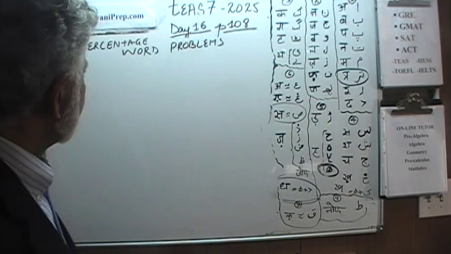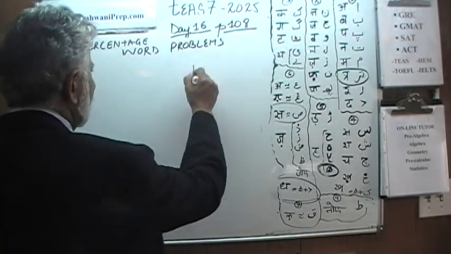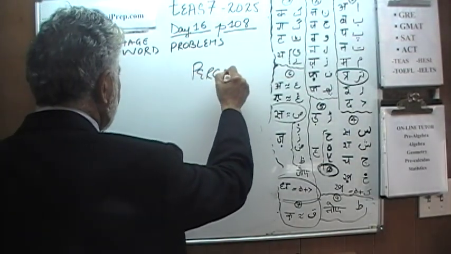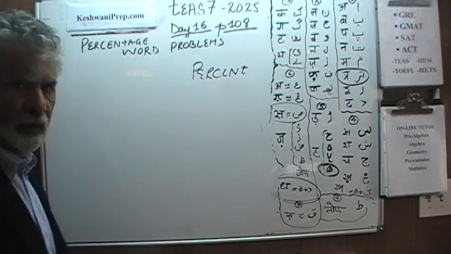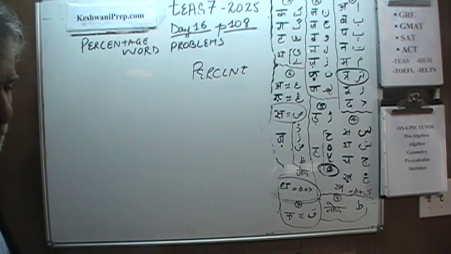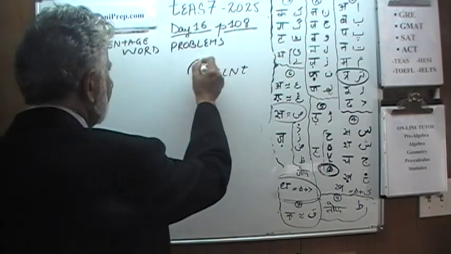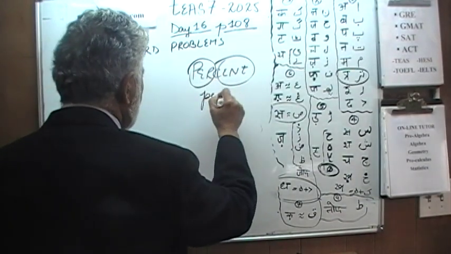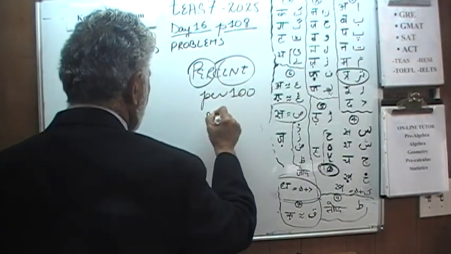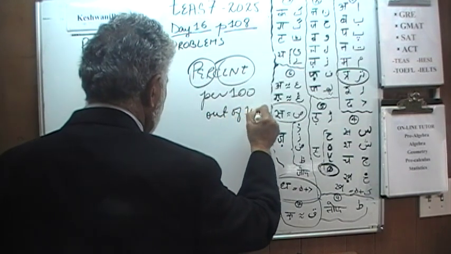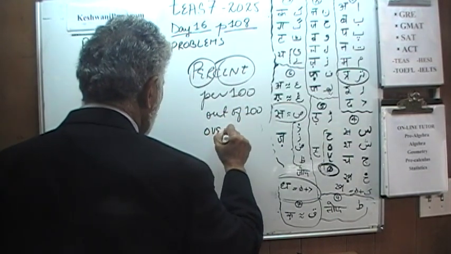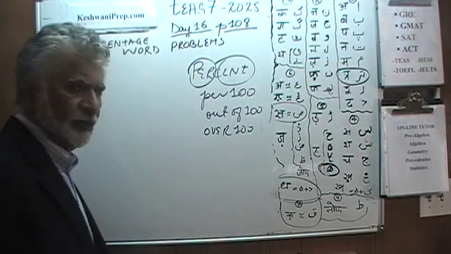So let's begin with the word itself, percent. What does it mean? We talked about it before. What does the word literally mean? Well, it literally means what it says. It means per 100. Or if you like, out of 100. Or if you like, over 100. That's what it means. We have done this before.